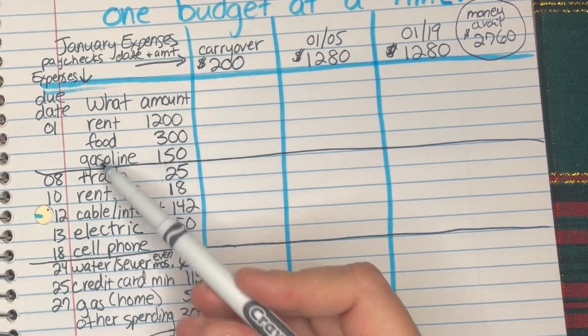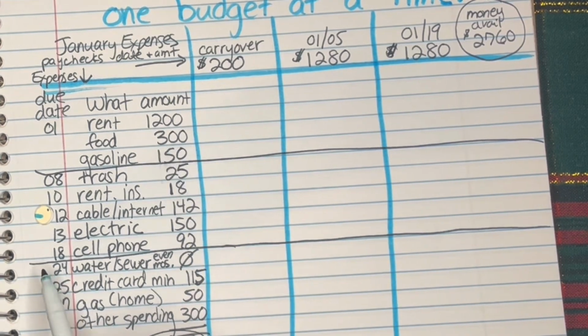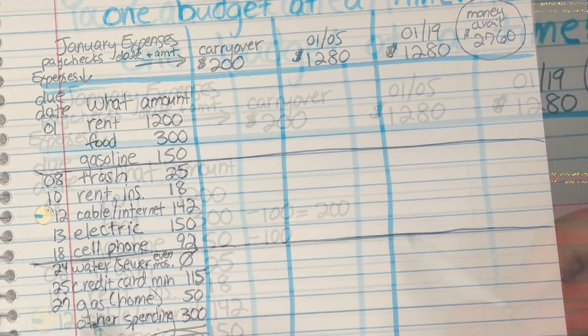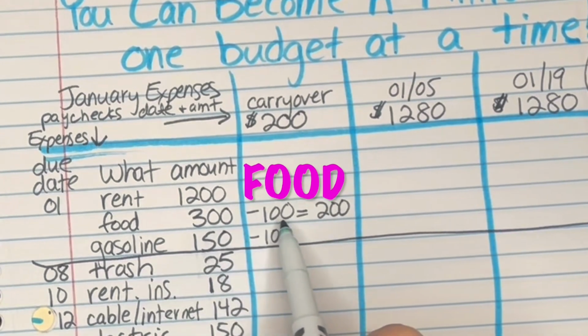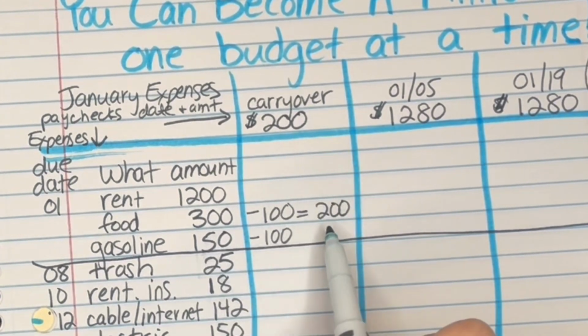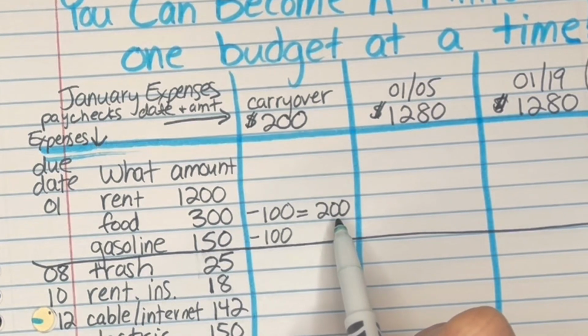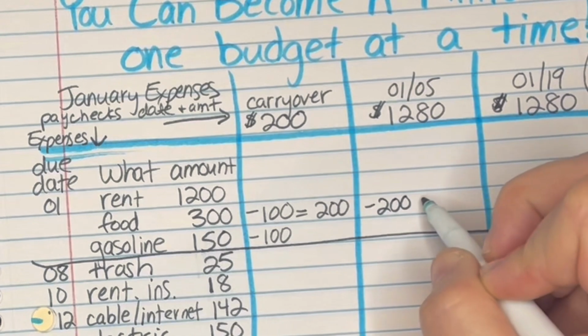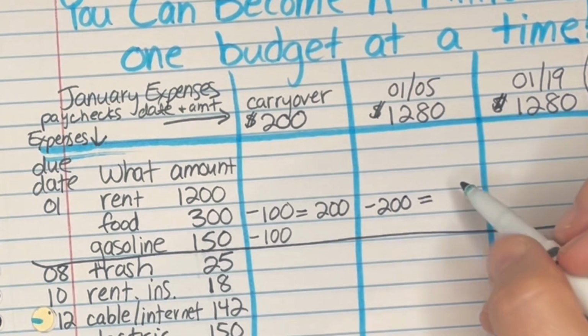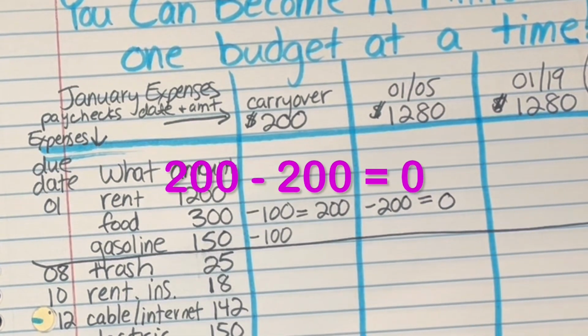So these bills up above are all before the 19th. Then we get paid on the 19th. And then these bills fall below that. So we'd be able to use the 19th money to pay for that. So for food, we want to budget $300 for the month. If we take $100 out of this carryover, there's going to be $200 remaining that needs to be budgeted for. We can just take the $200 out right here from the paycheck on the 5th, and then it'll be 0.